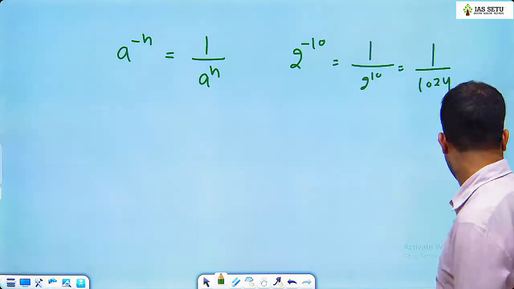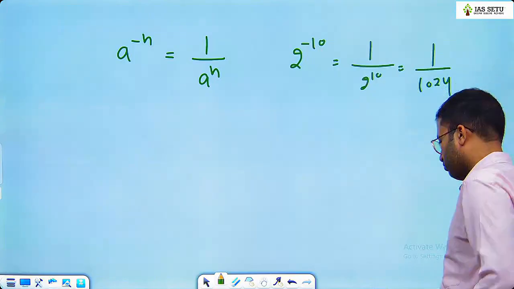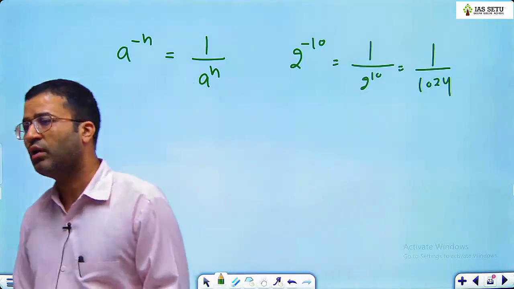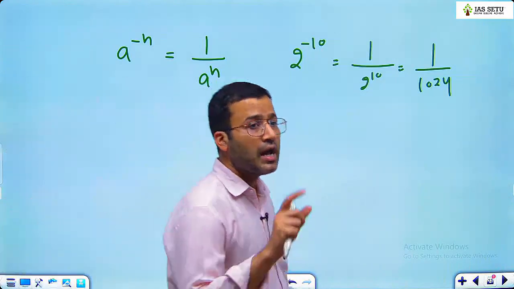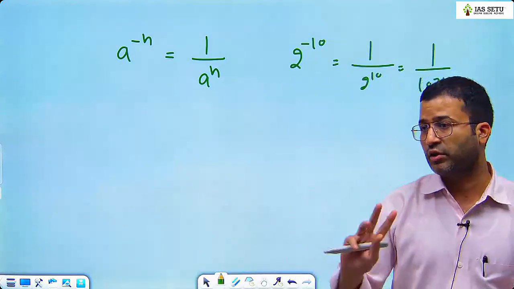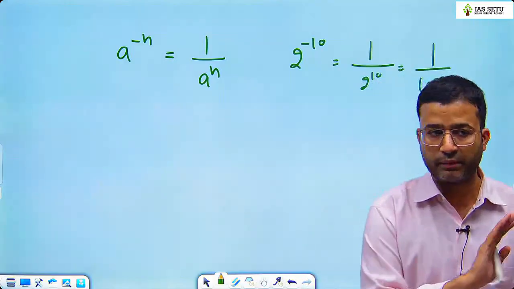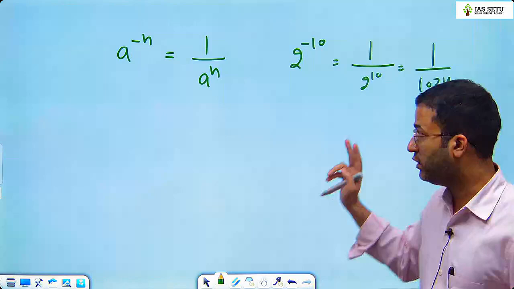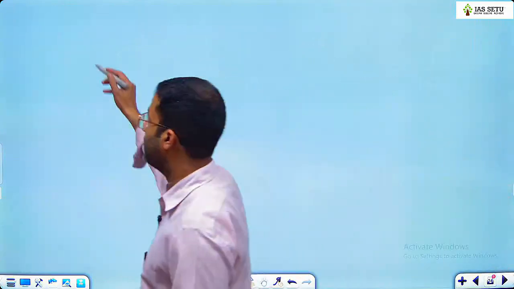Okay. Now next thing. So this is the basic idea about rule of indices. I will use this and later I will not repeat. जो मैंने rule बताया मैं repeat नहीं करूंगा. It is your homework. You revise it. I will use this in a topic called surds and indices.